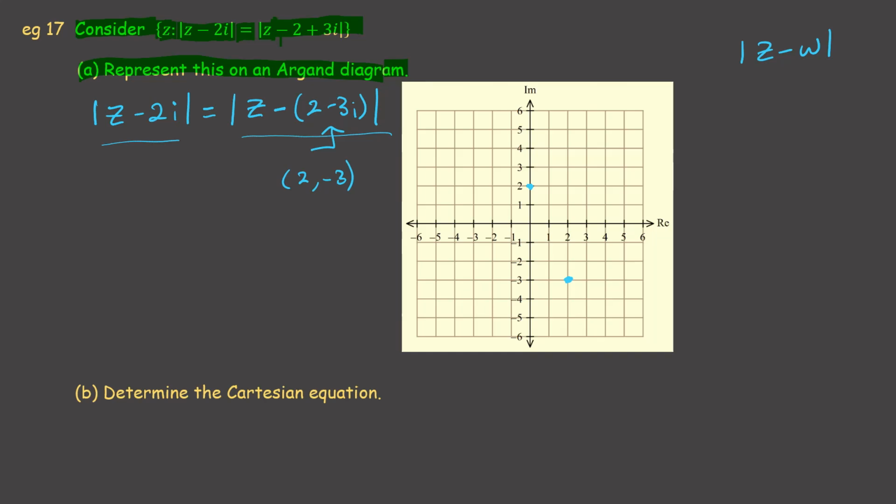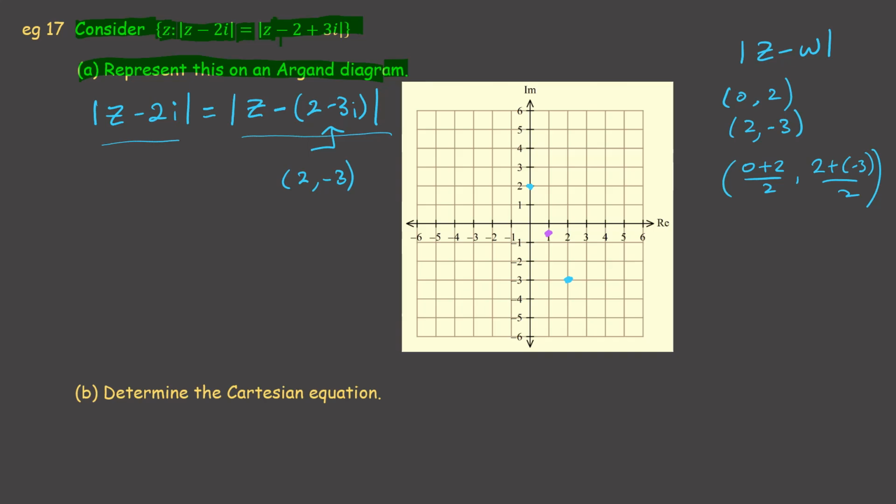Now, the midpoint there would be just here at 1, negative 0.5. And of course you know how to find midpoints. You're finding the midpoint between 0, 2 and 2, negative 3. So we're just doing 0 plus 2 divided by 2, and 2 add negative 3 divided by 2, and that's how I got that point. Or you can get it just visually on the graph.